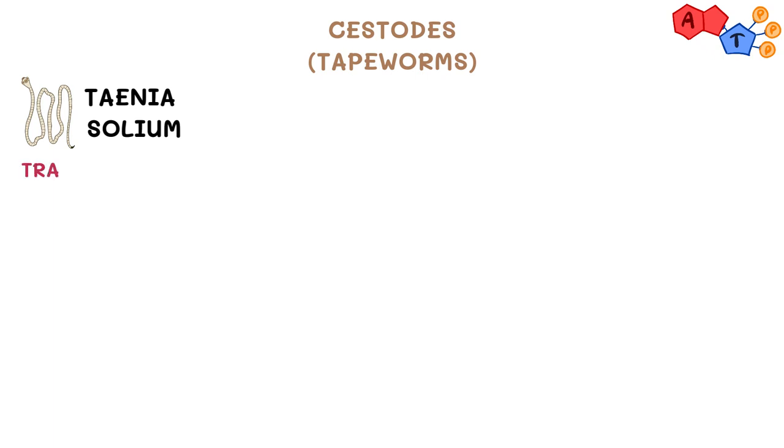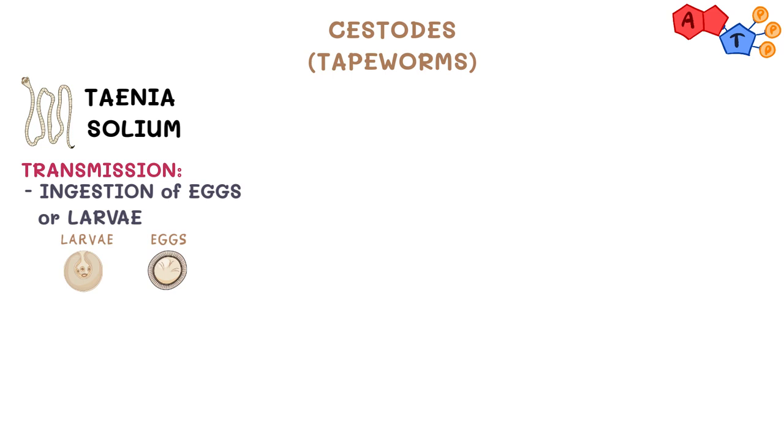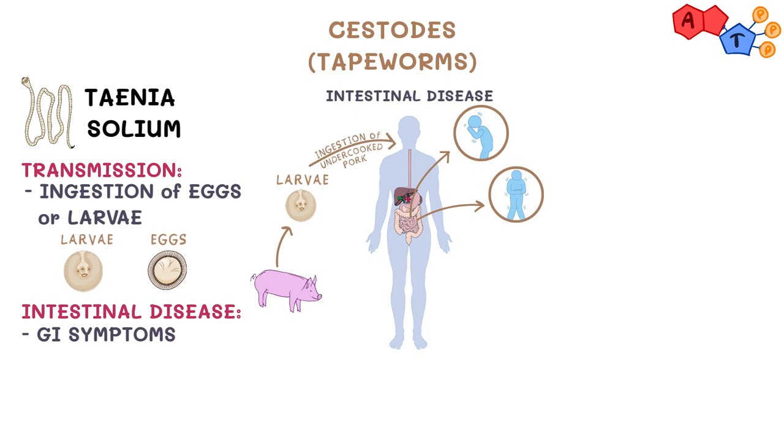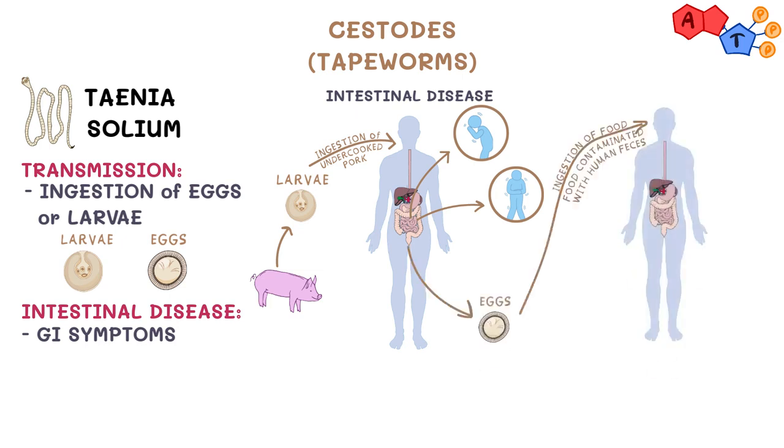Starting off with the cestodes, they're also called tapeworms, and the first tapeworm we will be talking about is Taenia solium. Taenia solium is usually transmitted to humans from consumption of either larvae or eggs. Ingestion of larvae can lead to intestinal type of disease, and this usually comes from eating undercooked pork, leading to GI symptoms such as nausea and abdominal pain. On the other hand, ingestion of eggs from food contaminated with the human's feces, for example, can lead to cysticercosis.